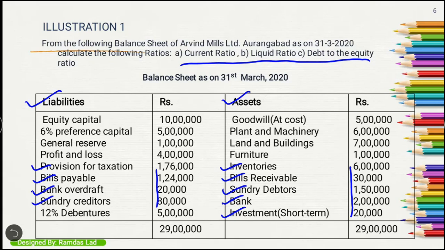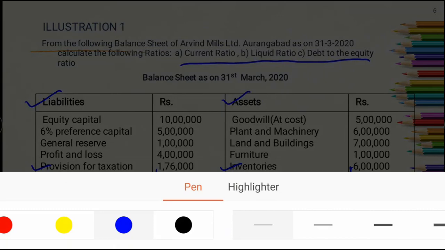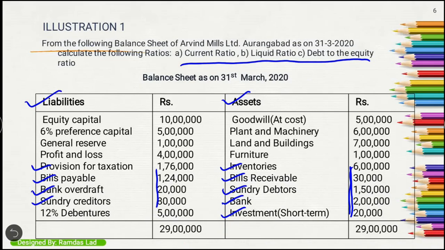Here we already identified the current assets. Now we just have to take current assets minus stock, which means inventory. The inventory here is rupees 6 lakh, so we have to deduct it from the current assets. And from the current liabilities we have to deduct the bank overdraft, which is given here as 20,000.